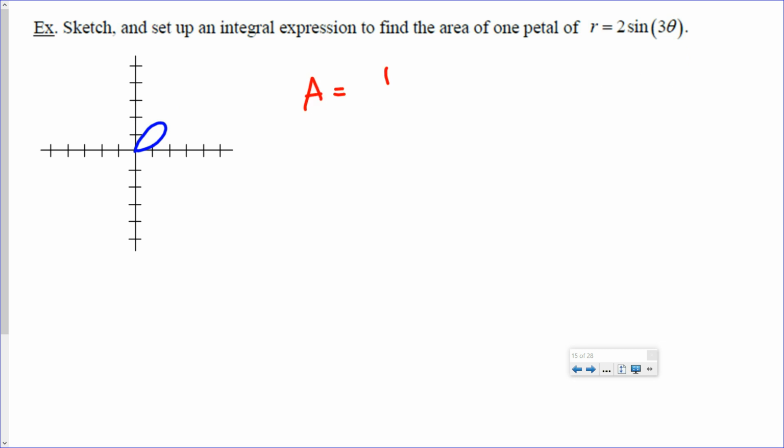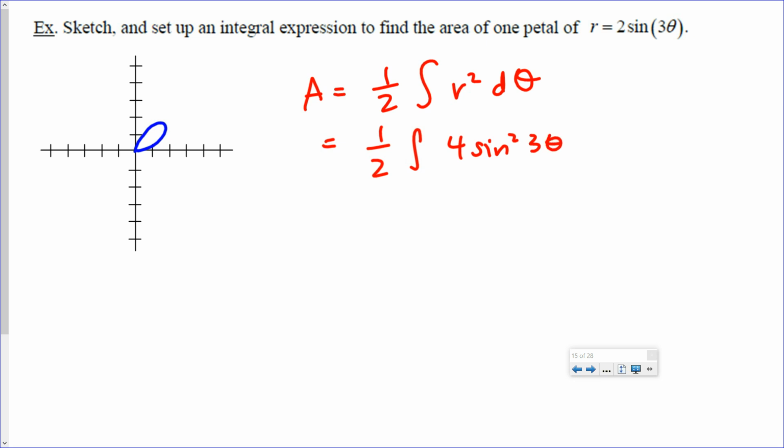The area of this petal is going to be 1/2 the integral of r squared d theta. Are you good with the formula? Okay, so this is going to be equal to 1/2. r is actually 2 sine 3 theta, so this is going to be 4 sine squared 3 theta d theta. Are you good with squaring r? Okay, now all we have to do is find the limits.